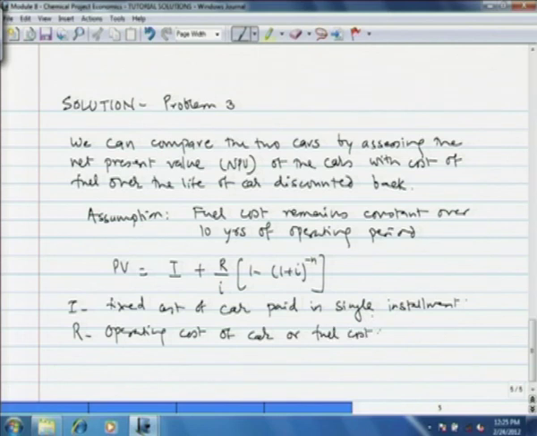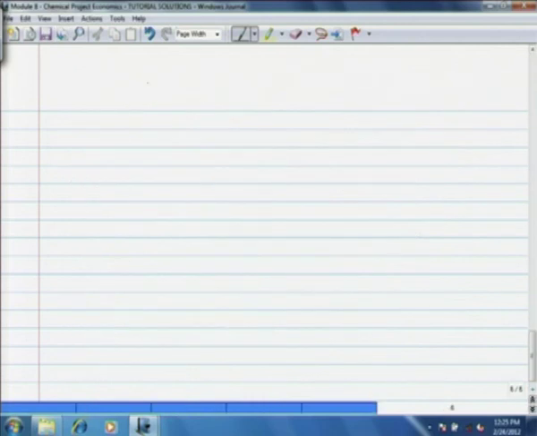We also assume that the other costs like maintenance and insurance are the same for both the cars. Now, let us see this for the petrol car, the present value for the petrol car. Here I is rupees 4 lakh, average petrol price is 45 rupees a liter, mileage is 12 kilometer per liter, and we have said that the total driving per year is 10,000 kilometers.